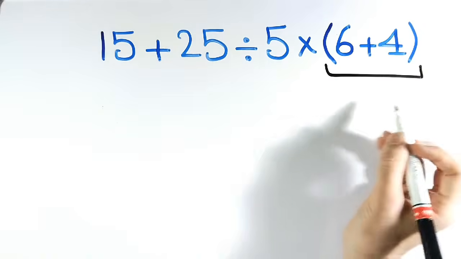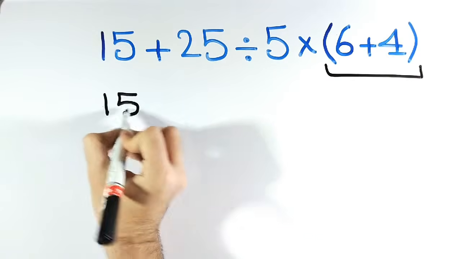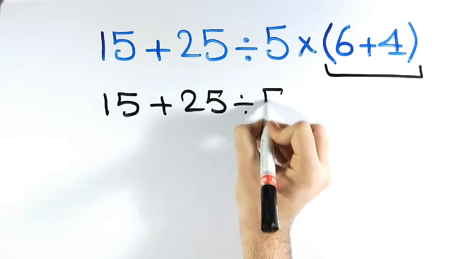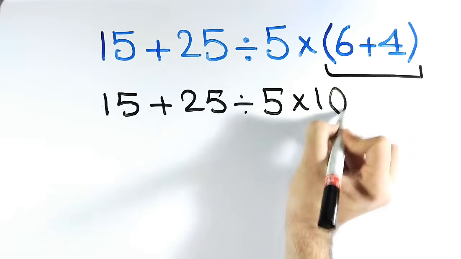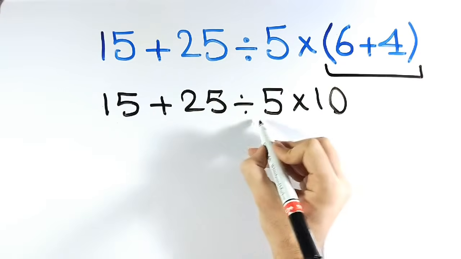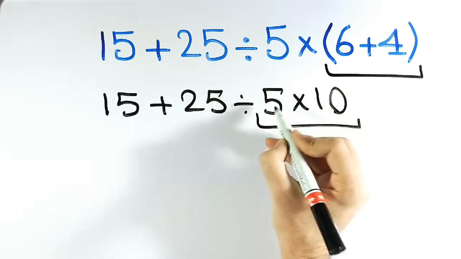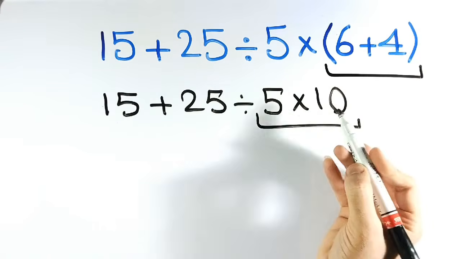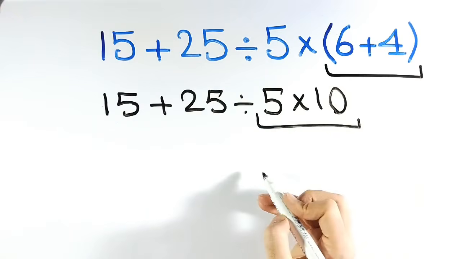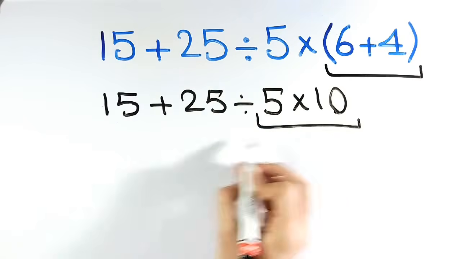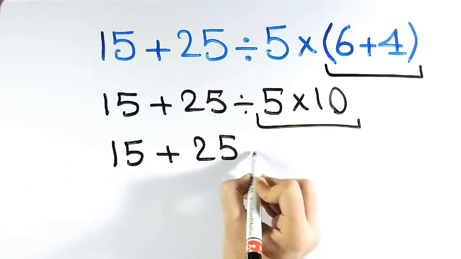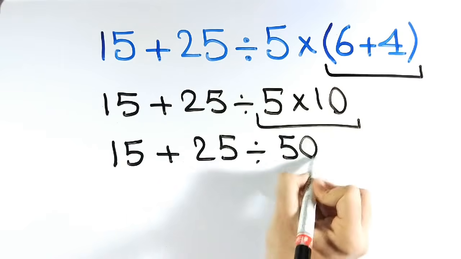So, instead of this expression, they write 15 plus 25 divided by 5 multiplied by 10. And the next step, they go for the multiplication between 5 and 10, because they think multiplication has a higher priority than division. So they rewrite this expression as 15 plus 25 divided by 50.